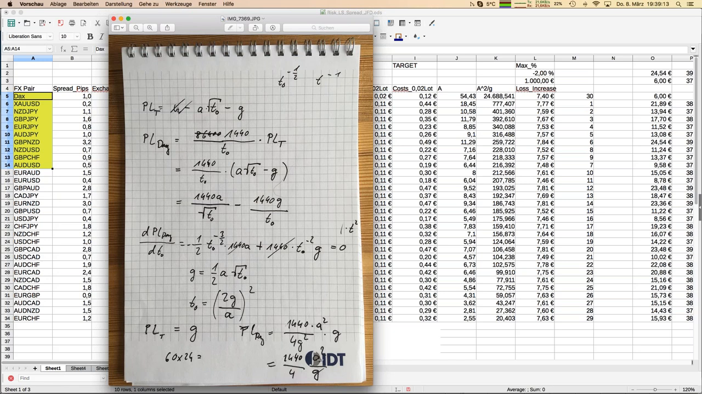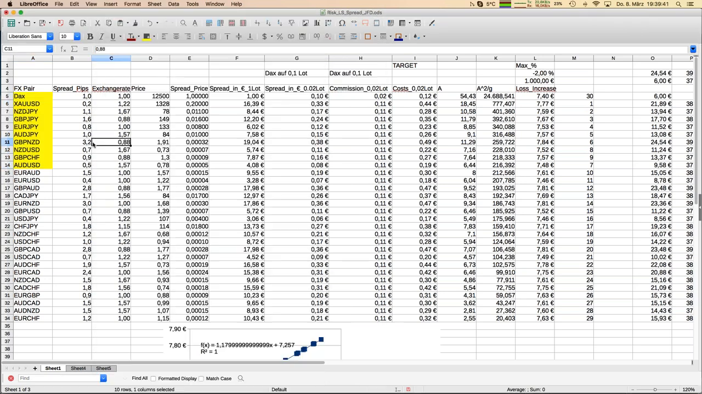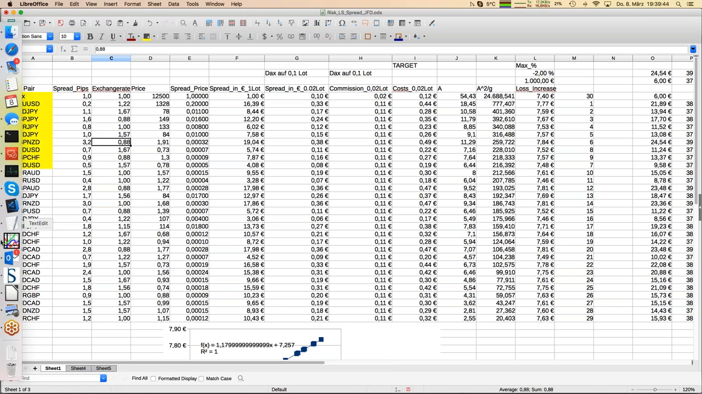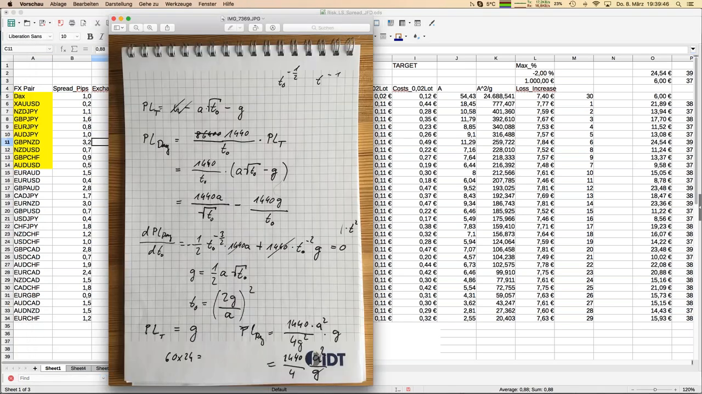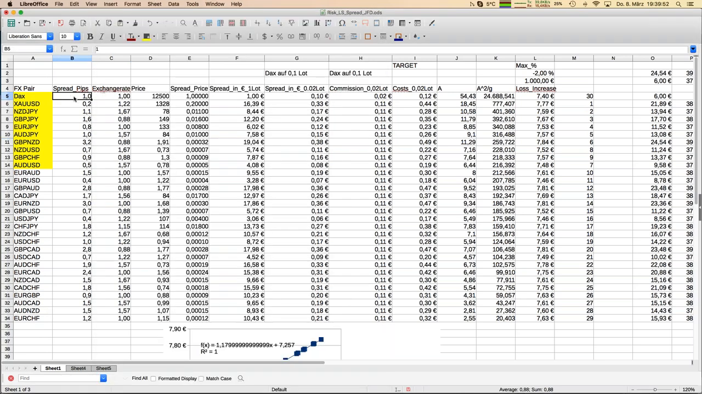But you see something else. We have that A square. What was A? A is a prefactor from that square root behavior versus time. So what is it telling me? The stronger my price change versus time for a specific underlying is, the better is my profit per day. That's good. So let's find out exactly that A for each underlying. We need that A in order to find the best underlying for our trading activities here.